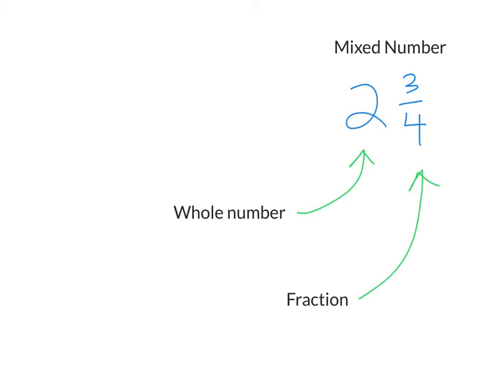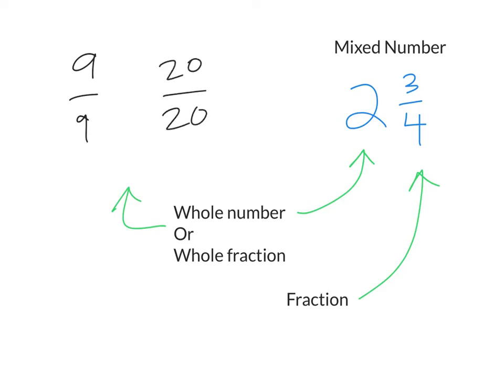All right, let's take a few moments to talk about what a whole number is. It can also be called a whole fraction. And what that means is they are the same numerator and denominator. So it doesn't matter. It could be 9 over 9, 20 over 20, or even 1,000 over 1,000. A whole number or a whole fraction will have the same numerator and denominator. That's what makes it whole.